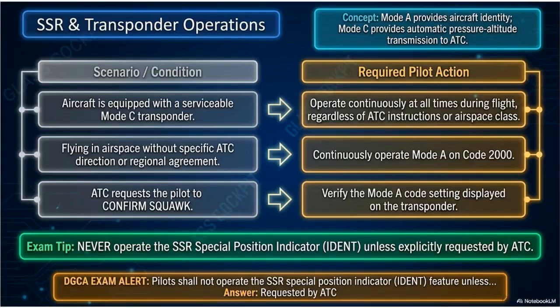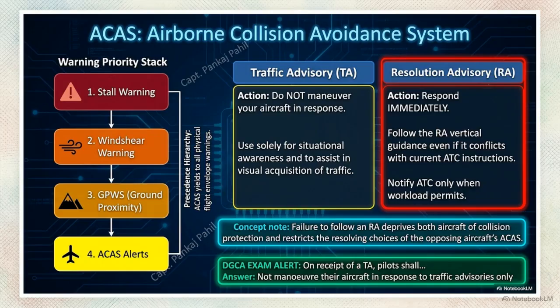For SSR operations, if you have a serviceable Mode C transponder, operate it continuously at all times. Without specific ATC direction, operate Mode A on code 2000, and never operate the ident feature unless ATC specifically requests it. The ACAS logic tree details the airborne collision avoidance system.